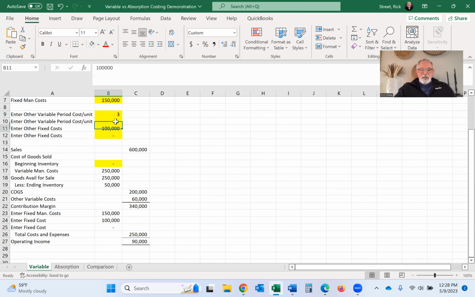Everything is done. So we can see we have variable costs. This is goods available for sale of 250,000 minus 50,000 of inventory that's remaining. That's 5,000 units at $10. And remember, we had $10 direct labor and direct materials costs. That gives us cost of goods sold of 200,000. Then we've got other variable costs of 60,000, which is tied to our variable cost amount there. And then we get our contribution margin of 340,000.